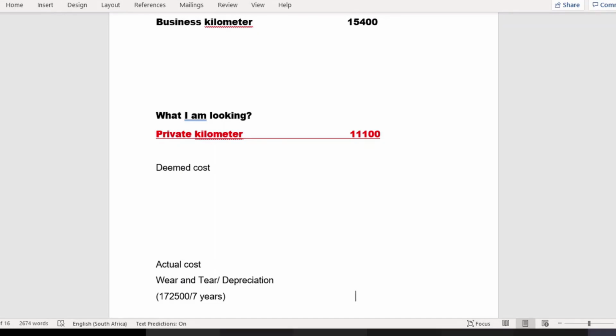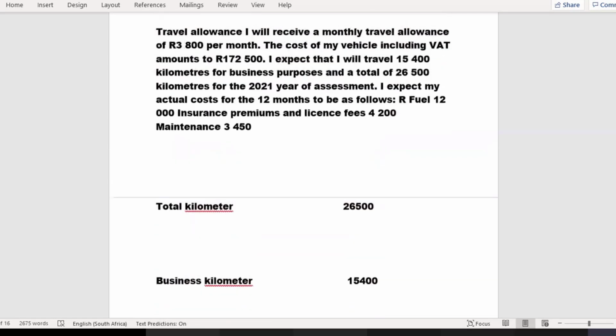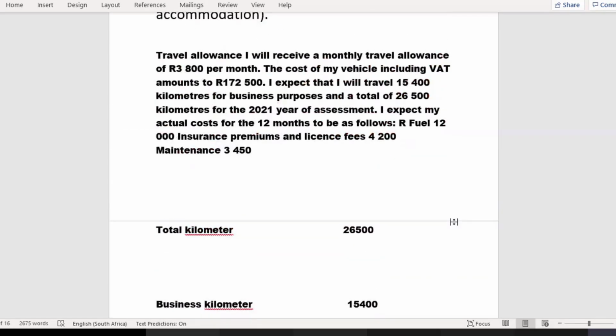172,500 divided by 7. Yes. It's 24,642. Right, 24,571. I think you can allow me to round it off. Okay. Godfrey, I think you were going to say the same amount. Yeah, I got the same amount. Not a problem.